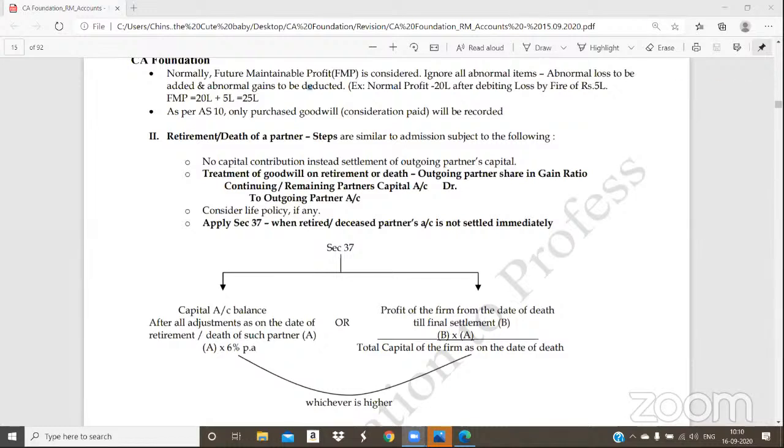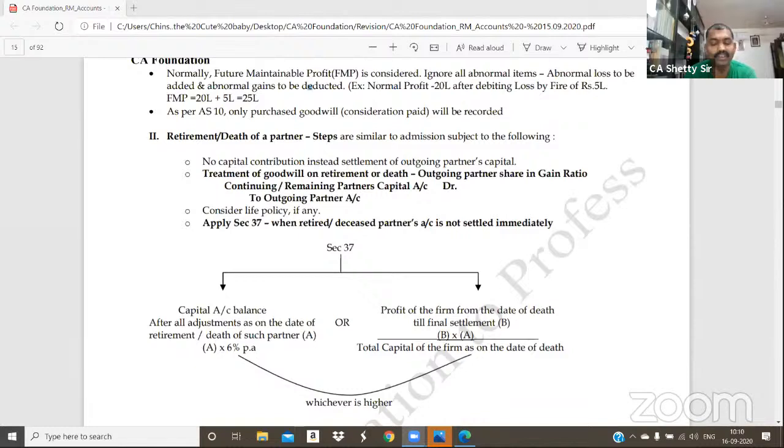So, Section 37. What is the meaning of Section 37? When a deceased partner or retired partner's capital account is not settled immediately. What is the meaning of settlement immediately? A partner retires, say on 30th June, or unfortunately a partner dies on 30th June. Within a reasonable time, not on 30th June only, you have to settle it. Maybe 1 week, 2 weeks. If you don't settle this account, don't you think you're using his money in your business?